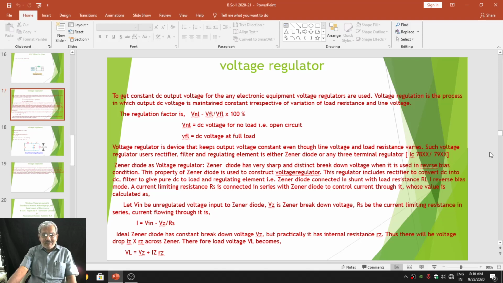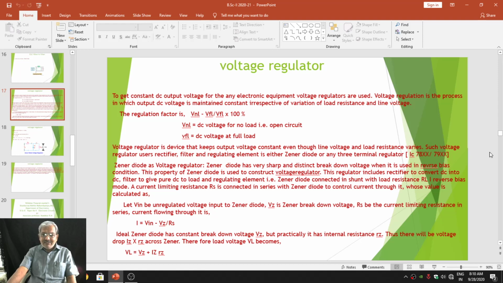In yesterday's period, we studied the filter and its types. We concluded that a filter is a circuit connected between a rectifier and the load so that it is capable of reducing the amount of AC present in the output DC to the load. That means filters are used to get pure DC to the load.